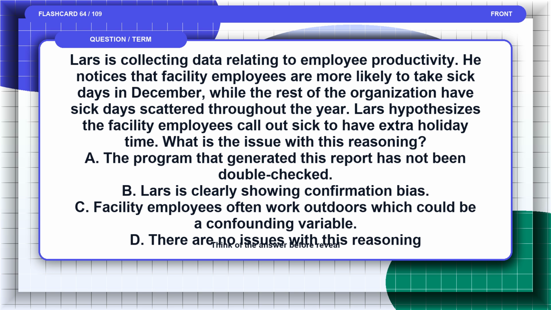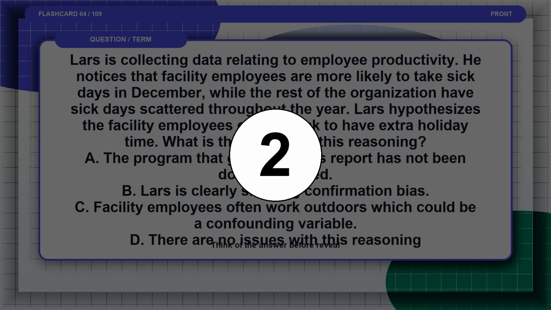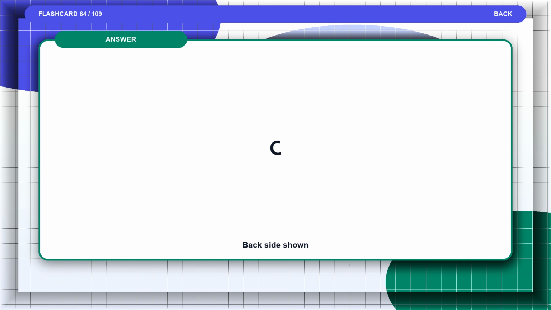A. The program that generated this report has not been double-checked. B. Lars is clearly showing confirmation bias. C. Facility employees often work outdoors, which could be a confounding variable. D. There are no issues with this reasoning. Pause and think of the answer before the reveal. The answer is A.